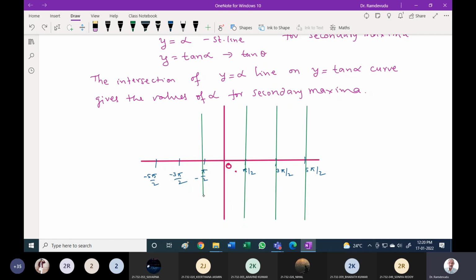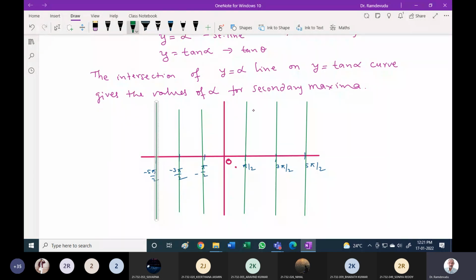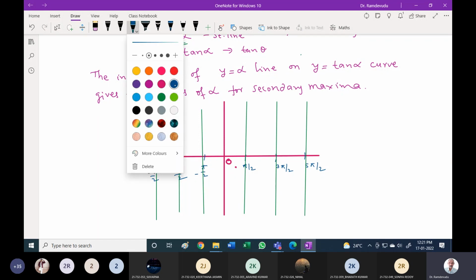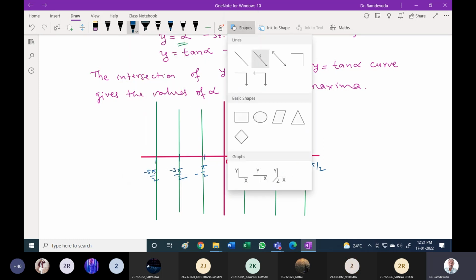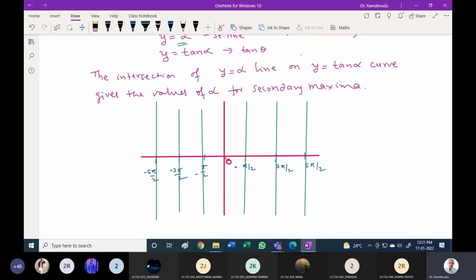So all of you draw these curves so that you can easily find the solution for this. I draw one more line here, and you can draw one more line here. Now I have to draw the curve y equals alpha. Y equals alpha is a straight line passing through origin. Therefore, I now draw a straight line passing through origin, something like this.